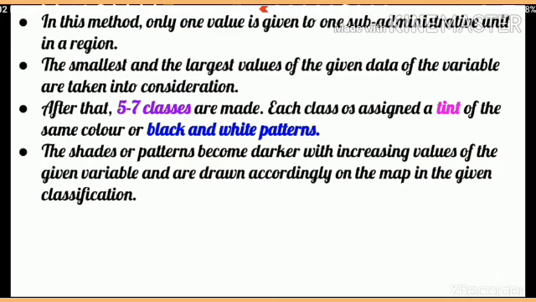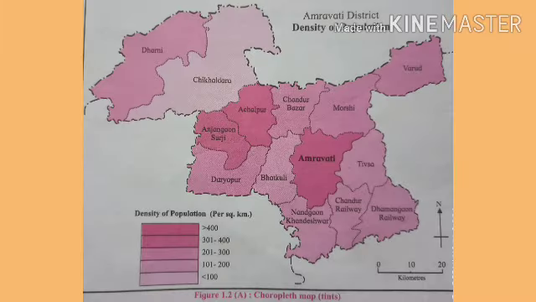After that, 5 to 7 classes are made. Each class is assigned a tint of the same color or black and white patterns. The shades or patterns become darker with increasing values of the given variable and are drawn accordingly on the map in the given classification. Now friends, let's see the example of a choropleth map.